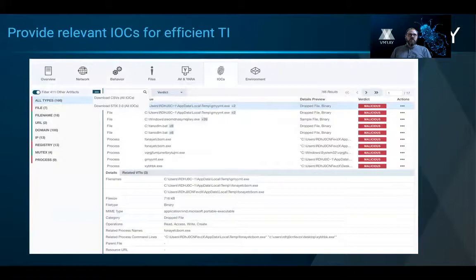When you're looking at a system, what data it provides, look for one that gives you relevant IOCs. Not just one that exports all artifacts, as you can see here in this screenshot. This analysis had 567 artifacts in total. But we at VMRay allow you to filter out the noise within the IOCs and only export the artifacts that are really relevant to that actual malware, and that makes your existing threat intelligence environment more efficient.